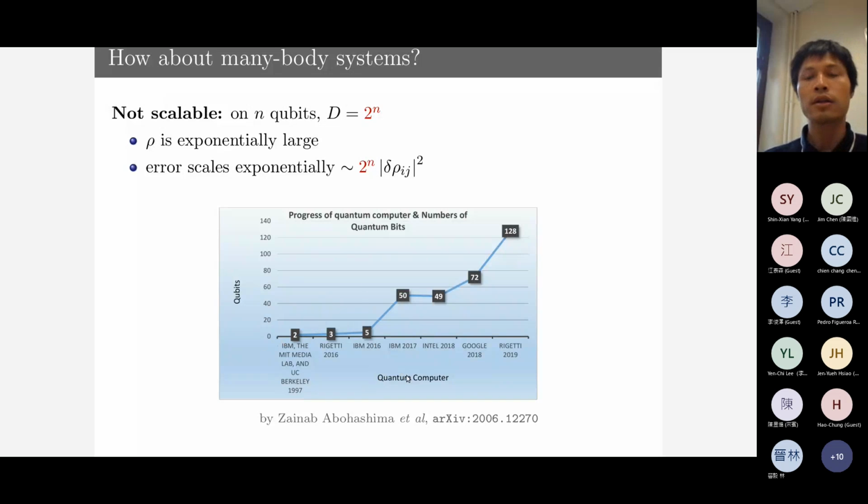If we look at how current quantum computers developed, we already have a problem. If we have 49 or 50, 72 or 128 qubits, maybe 50 is still possible, or 49 is still possible, but 72 is already impossible, I believe, and 128 is clearly impossible to do tomography on that many qubits. So we have a problem that we have to face.